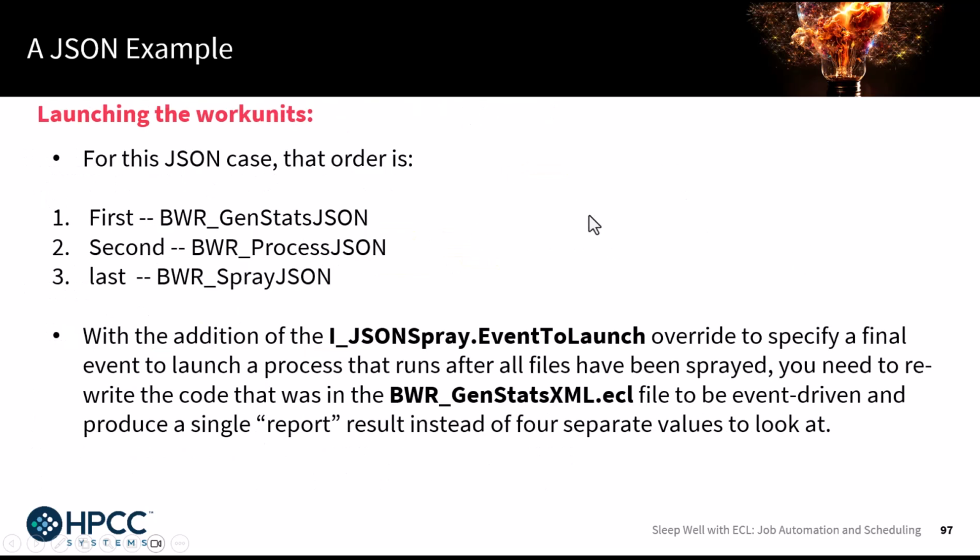When you want to test your JSON code, make sure all your settings are pointing to the right cluster, then first generate the actual files that will be copied to your landing zone. That's number one. Second, you'll run BWR process JSON to put into the event scheduler, and then spray JSON. So remember, first in, last in, first out. So here we go. That's really about it.